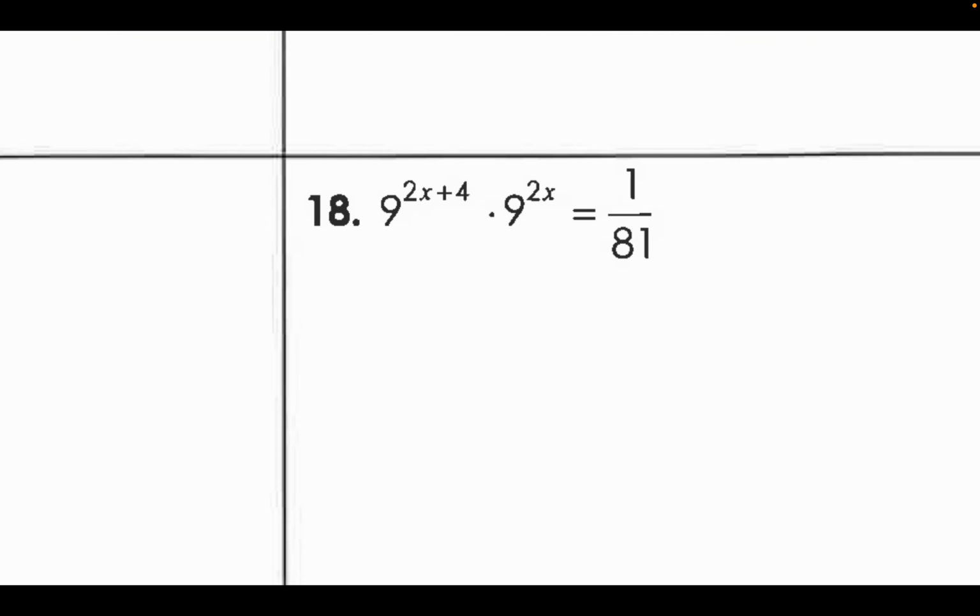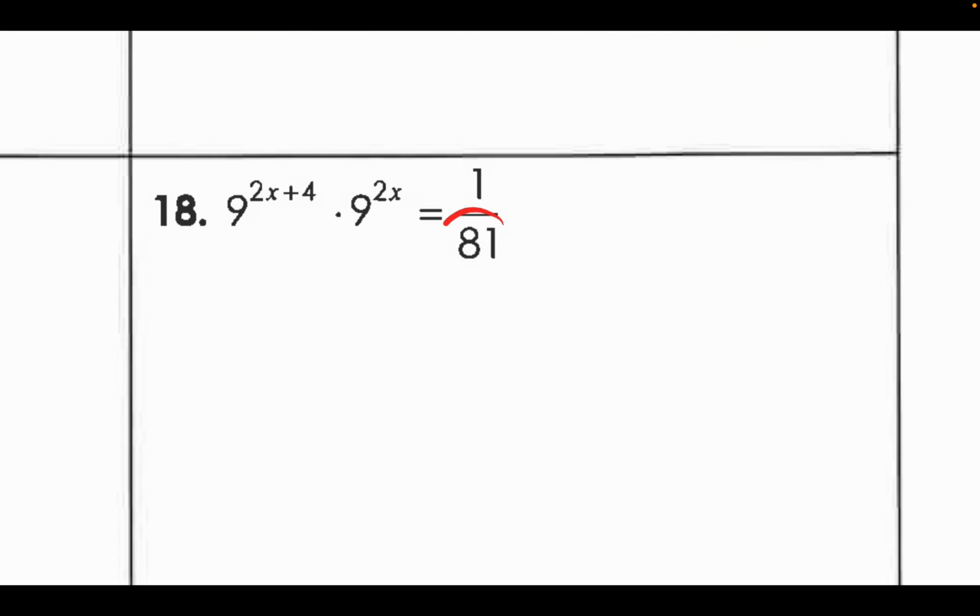Moving on to number 18 here. 81 is the power of 9, so we don't have to worry about changing these bases, but we do need to combine them into one base, so I'll add those exponents. And as I combine like terms, I get 4x plus 4. On the right-hand side, I'll change 81 to 9 to the power of negative 2. 9 squared is 81, and the negative just reciprocates it or flips it.